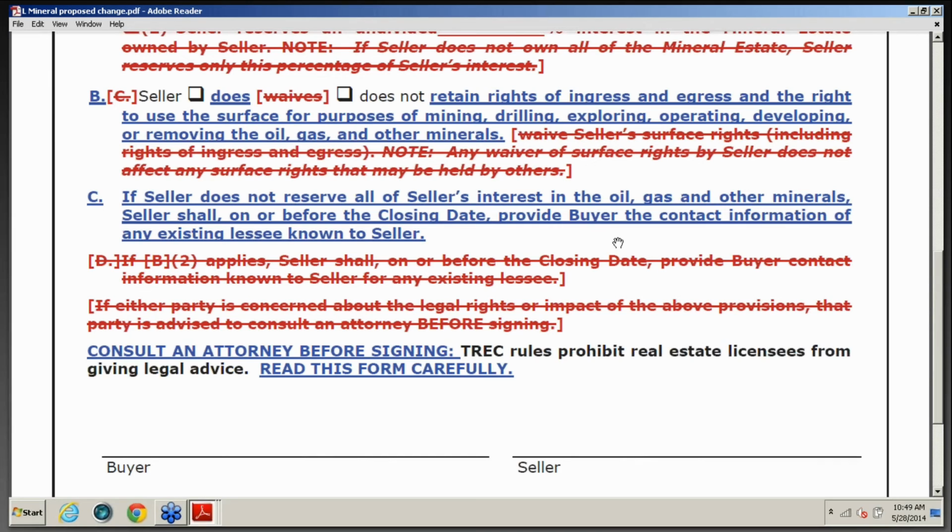But I do want you guys to look at this, weigh in with TAR, let them know what you're thinking, weigh in with TREC. You can also send an email to general.counsel@trec.texas.gov. Again, that's general.counsel, at trec.texas.gov. Let them know your thoughts, because you guys work in these forms all the time.